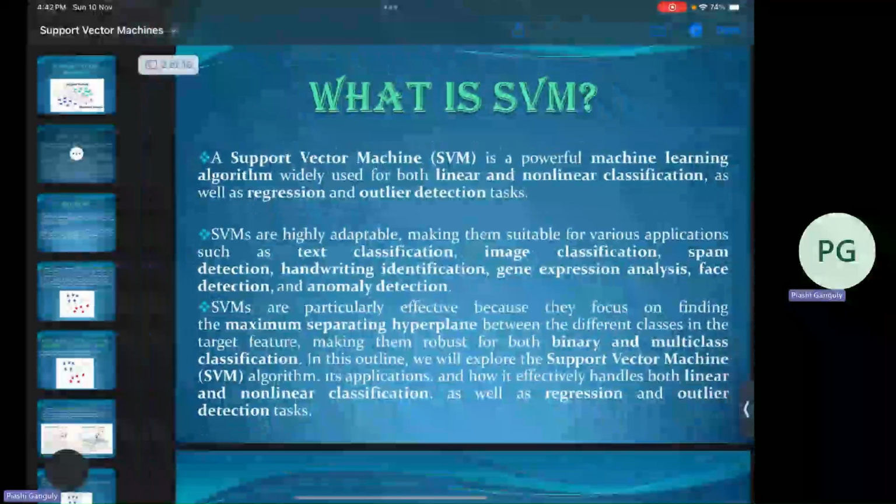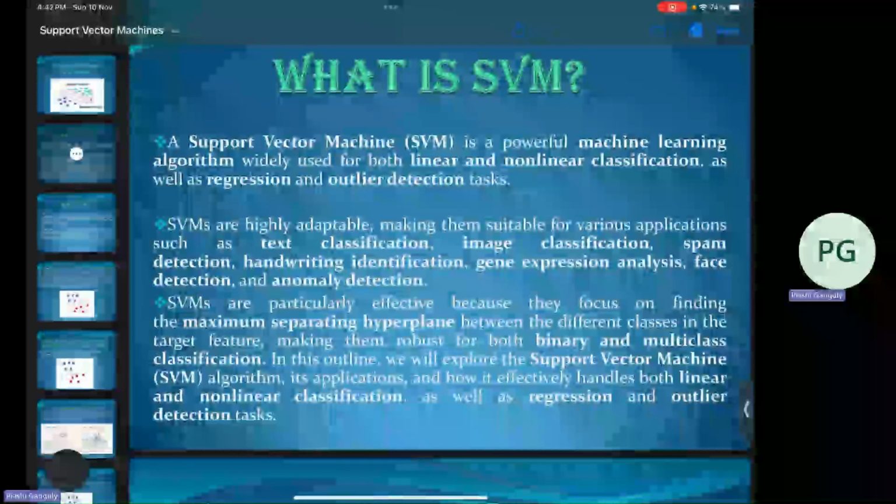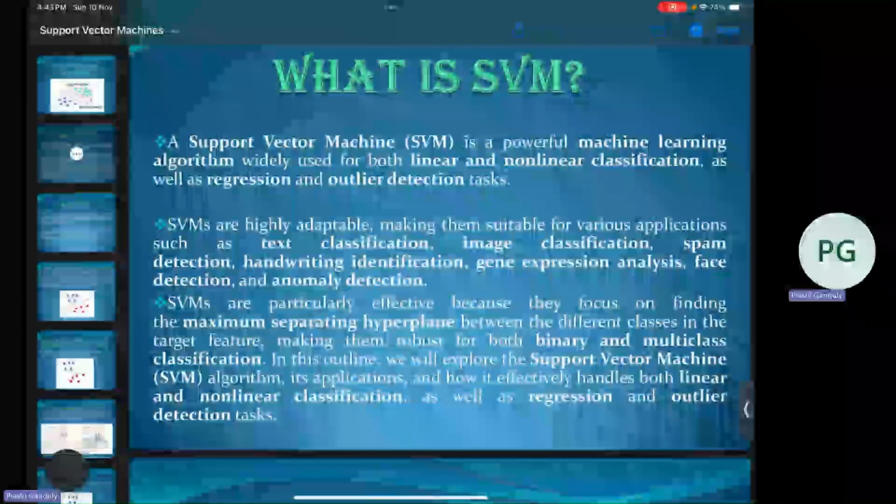So this is our support vector machine. Support vector machines are highly adaptable. The reason we use them is because they are effective for various applications like text classification, image classification, spam detection, and anomaly detection, as well as gene expression analysis, handwriting identification, and many more.